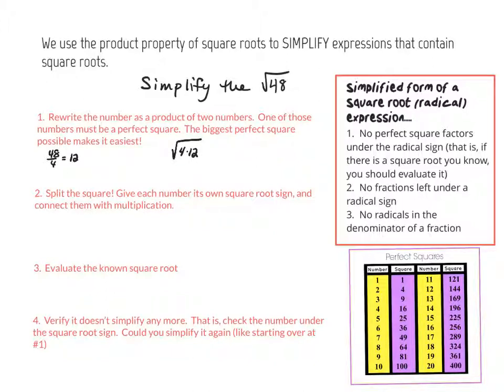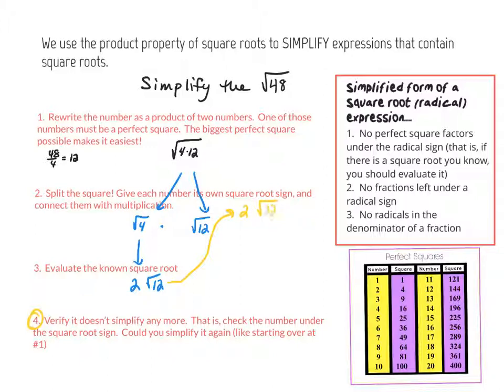Now if I have one square root with two numbers being multiplied, I can give each of them their own square root. And then I can evaluate the known square root. This is a 2, and that's the square root of 12. Now this is an important example because we need to verify that it doesn't simplify anymore. But this one does, so I'm just going to show some more work over here.